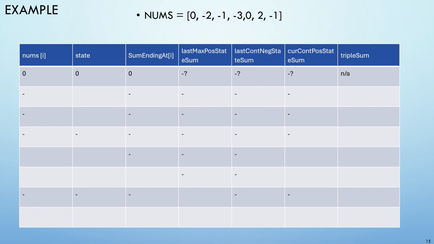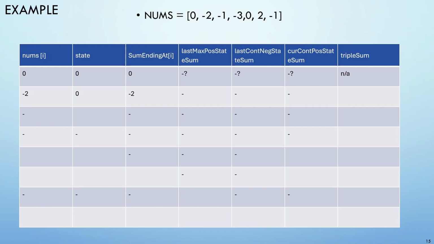Coming to the second element, which is minus 2. The second element is less than the current element, and now we are in neutral state. So in neutral state, if you find the same element or a lesser element, you will not do anything. So the state will stay as 0. The sum ending at I, when the state is neutral, will carry the array element, which is minus 2.